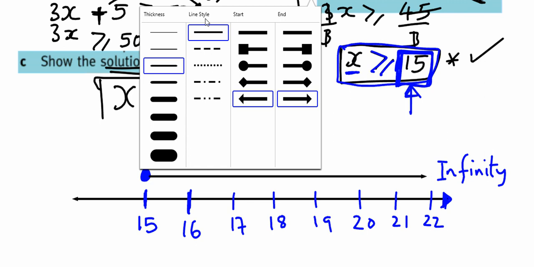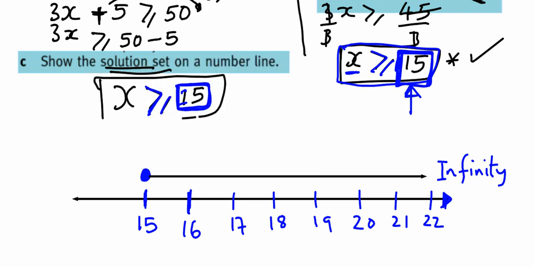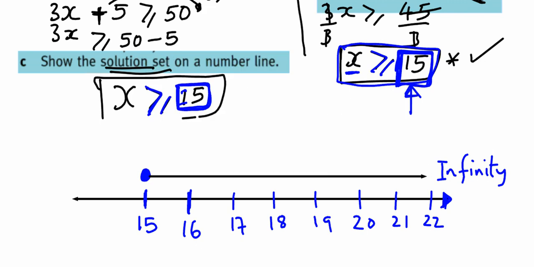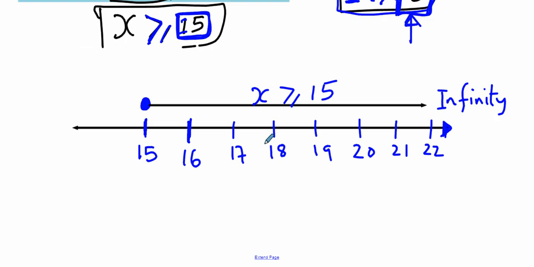Now, after that, what do we do next? Normally, after drawing this, we label that this is x, where x stands for any number which is bigger or equal to 15. Okay. I hope that is clear.